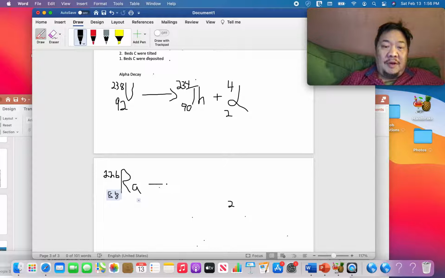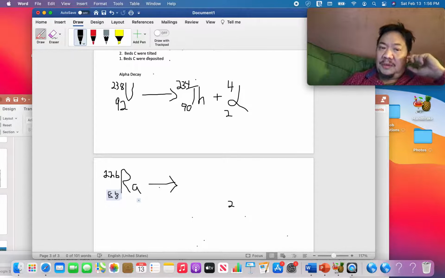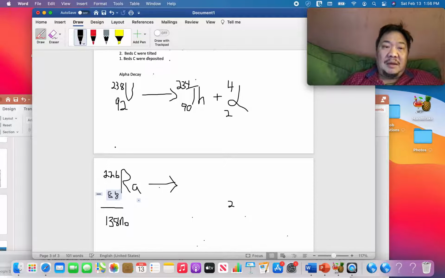Okay, before we figure out this alpha decay, tell me how many protons are in a radium atom. 88. The number of protons is equal to the atomic number. How many neutrons are in a radium atom? 138, right? Okay, you should be able to do that by now.